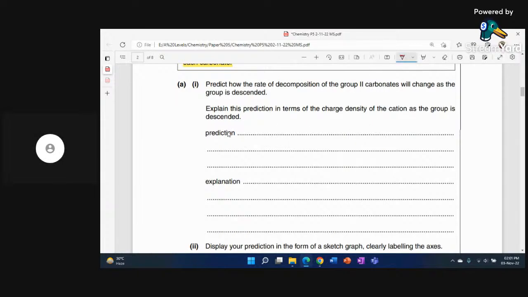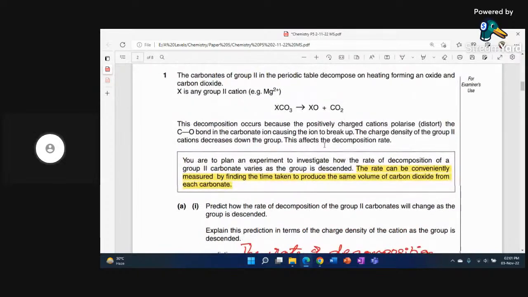So we will write that the rate of decomposition decreases. Okay, just as you know, we're talking about group 2 carbonates because X is any group 2 cation. Example magnesium. So you've got beryllium, magnesium, calcium, strontium. So we're talking about group 2 cations, okay?